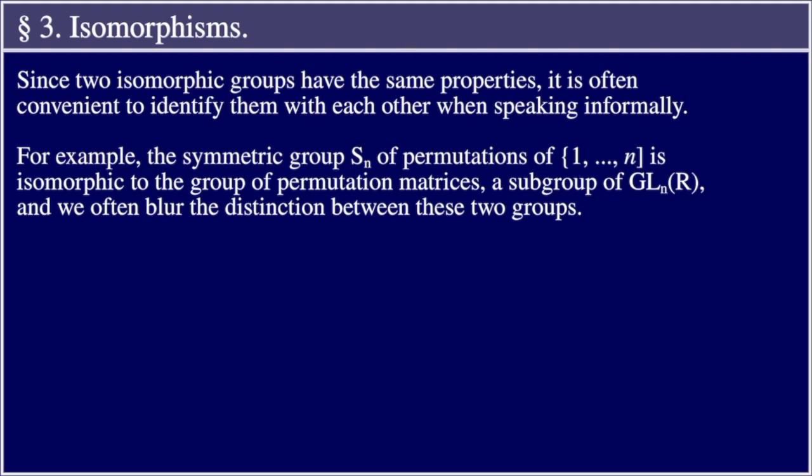Since two isomorphic groups have the same properties, it is often convenient to identify them with each other when speaking informally. For example, the symmetric group Sn of permutations of the set 1 through n is isomorphic to the group of permutation matrices, a subgroup of GLnR, and we often blur the distinction between these two groups.